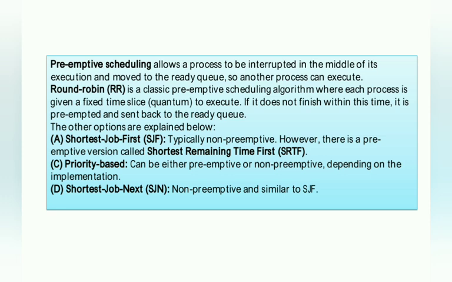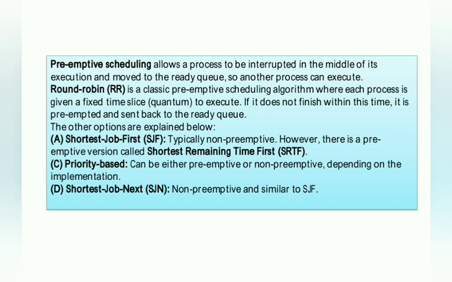Okay. So preemptive scheduling allows a process to be interrupted in the middle of its execution and moved to the ready queue, so another process can execute. One example is the round robin scheduling algorithm. This is a preemptive scheduling algorithm where each process has some time quantum to execute. If it doesn't finish within this time, it is preempted and sent back to the ready queue.